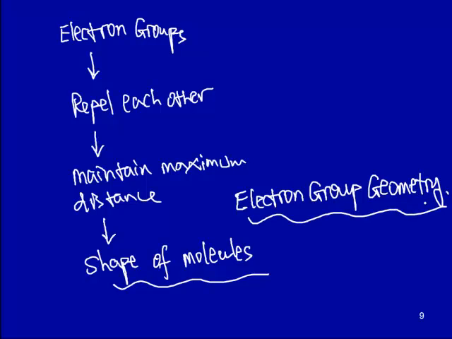Going from n equals 2 is linear, n equals 3 is trigonal planar, n equals 4 is tetrahedral, n equals 5 is trigonal bipyramid, n equals 6 will be octahedral.